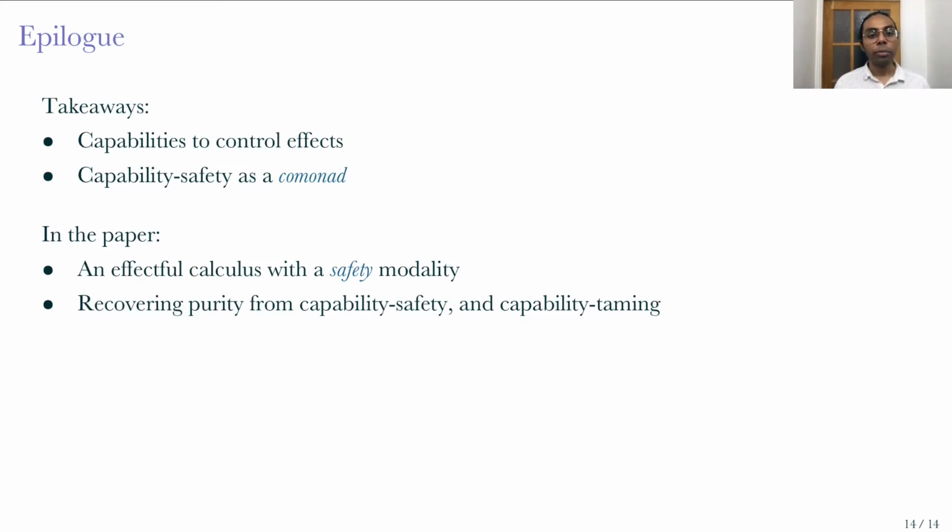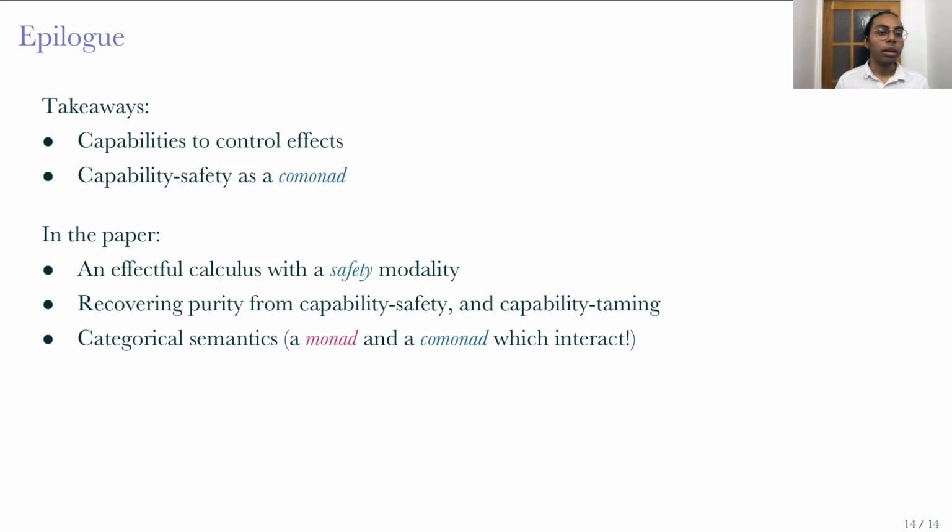We show how to recover purity from capability safety. And we also discuss how to do capability taming, that is, how to incrementally add safety to an already impure language or a library. We give a categorical semantics for this language. It is given by a Cartesian closed category with a monad and a comonad, which interact with each other. We give a construction of capability spaces, which give us a denotational semantics, which satisfies the axiomatic categorical structure that we need for our semantics.